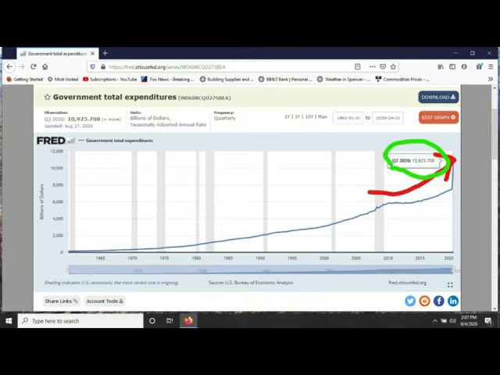Okay, it's total government expenditures. I see what it is. And you can see where it spikes way up, and that's because of this coronavirus thing. Let me give you an example of how that worked. They're spending money that they can never pay back over something that's totally made up, and it's going to destroy the economy.